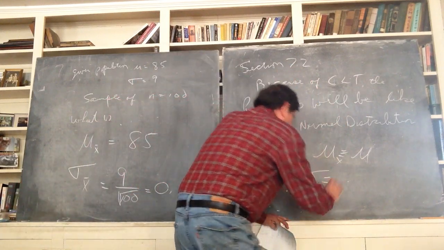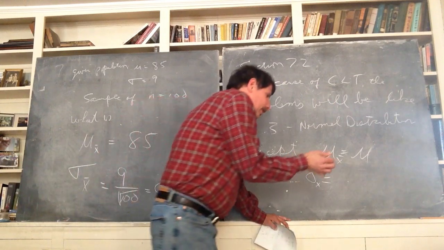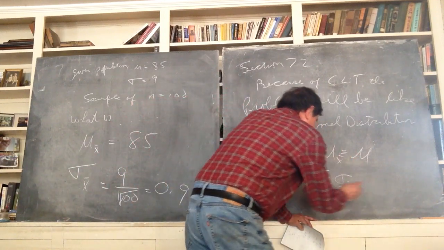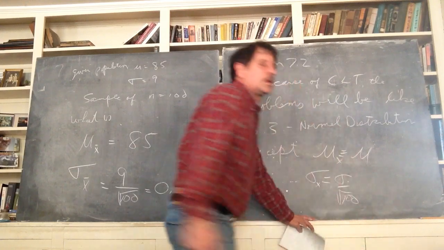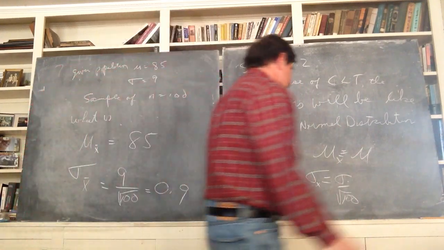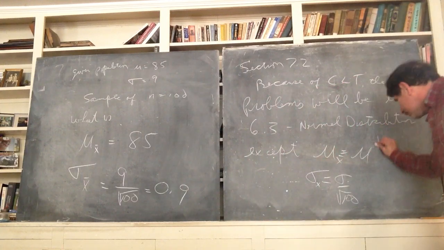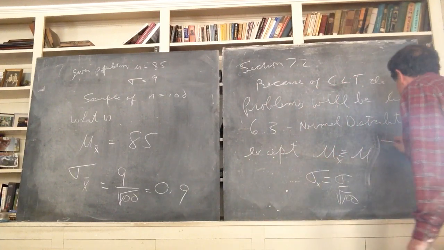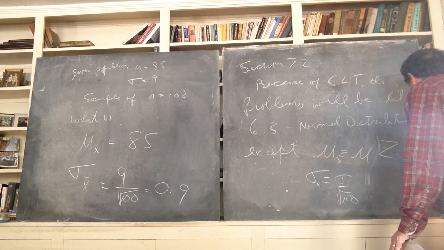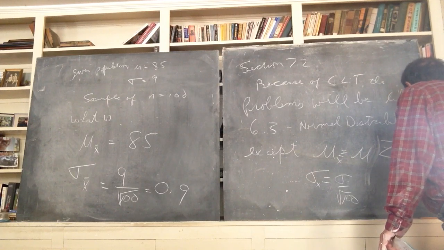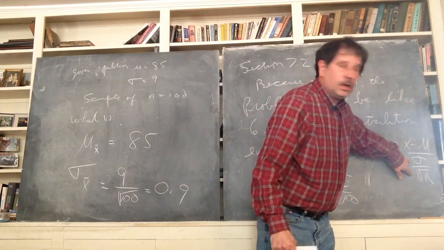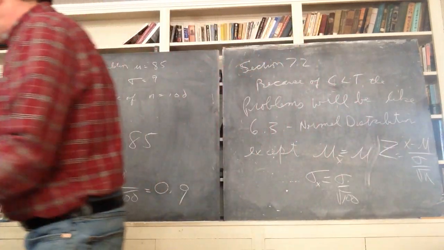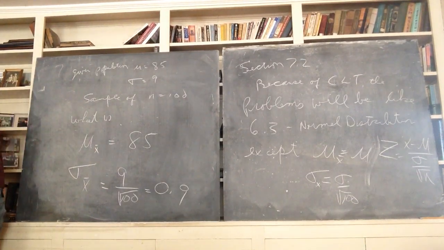So Z is going to be, I'm going to put Z over here, X minus mu over sigma over the square root of N. That's the only difference.